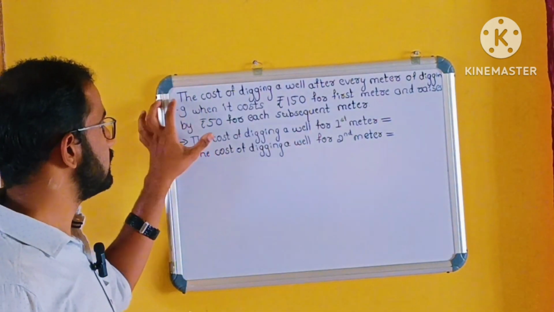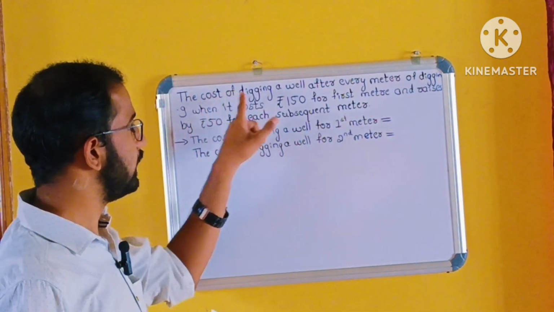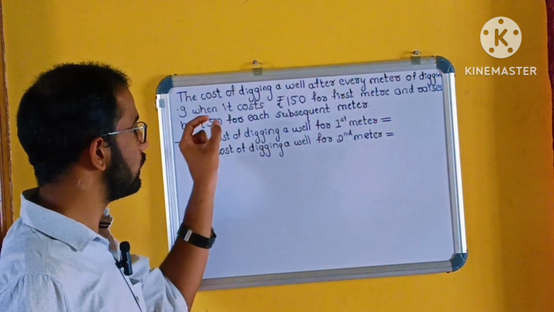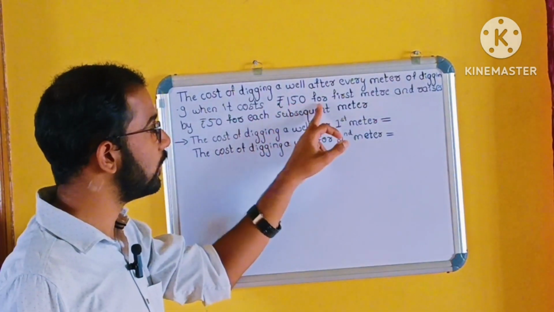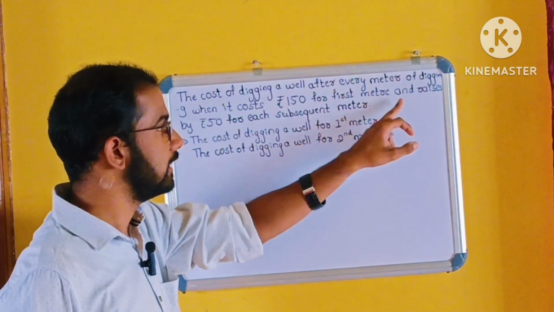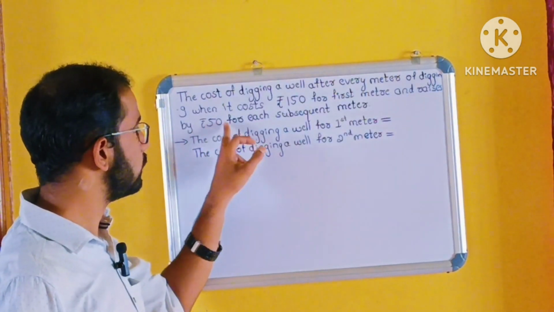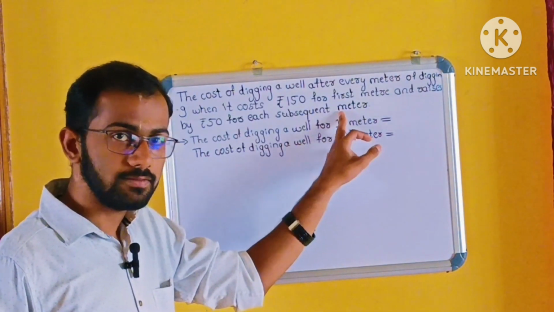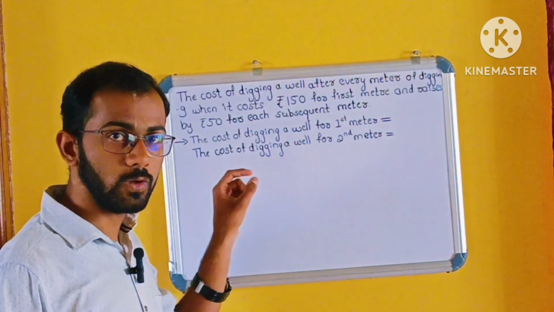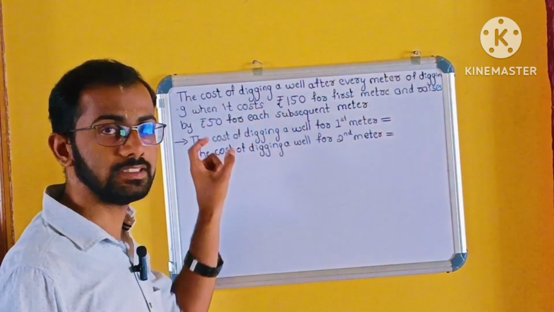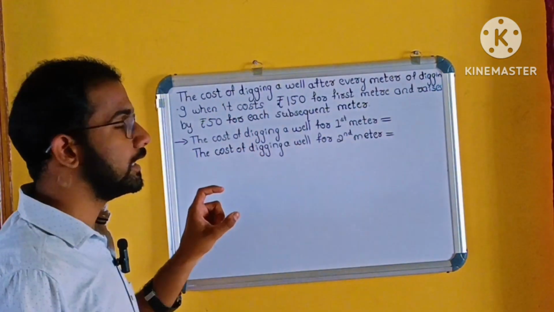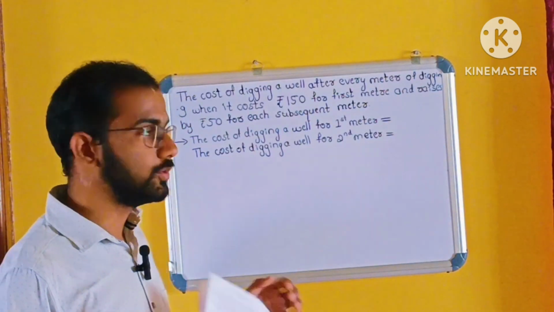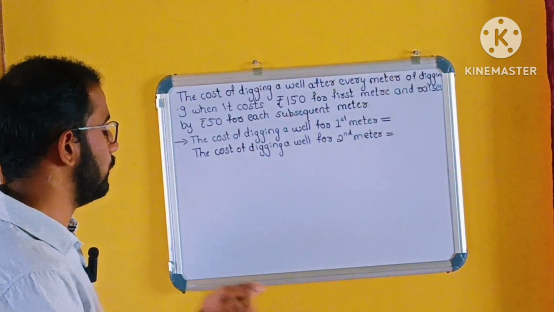So today's first question is: the cost of digging a well after every meter of digging, when it costs 150 rupees for the first meter and rises by 50 rupees for each subsequent meter. Here we first need to understand what information is given in the question. So let's see. One person wants to dig a well.